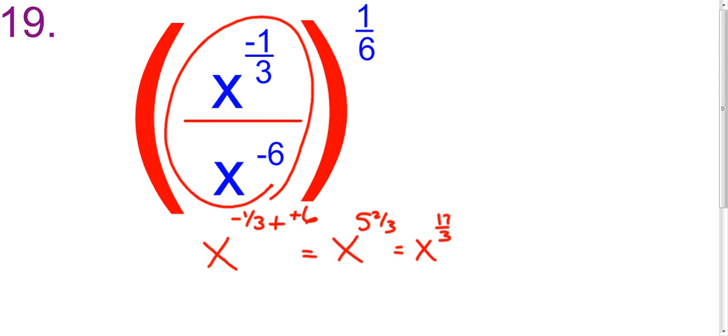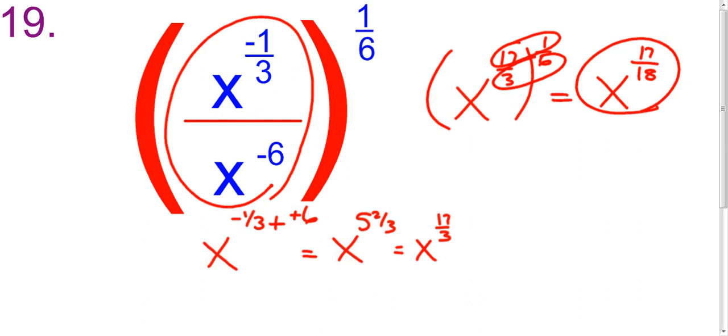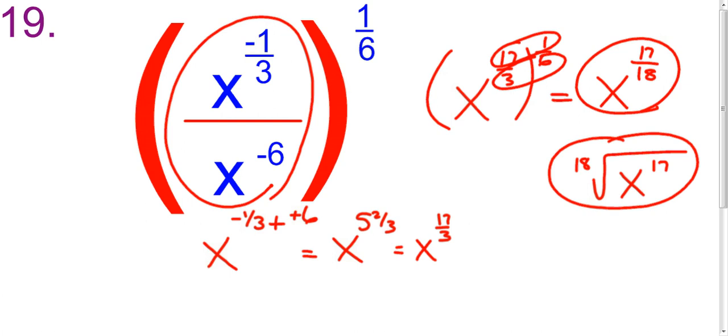Okay, so on the inside I have x to the 17/3 still raised to the 1/6 power, and now I want to multiply those. So when I multiply that, I do not need common denominators. I just multiply across the top and multiply across the bottom. So this becomes x to the 17 times 1, which is 17, over 3 times 6, which is 18. Okay, it might want the answer like that, or it might want it as the 18th root of x to the 17th. And I can't pull anything out of there because 18 doesn't go into 17 and it's not in the denominator, so I don't need to try to rationalize it.